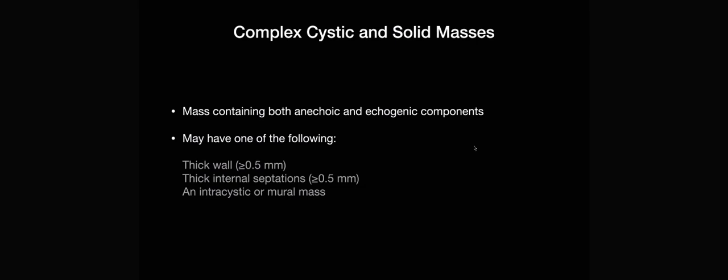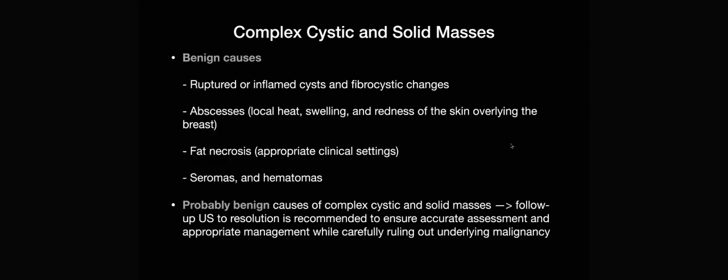As the name implies, these are masses containing both anechoic and echogenic components and may have one of the following: a thick wall, equal to or more than 0.5 millimeter. If it's less than 0.5 millimeter, we can call them thin septations. Or if there is a solid component, an intracystic or mural mass. They have different causes, including benign, probably benign, and malignant causes.